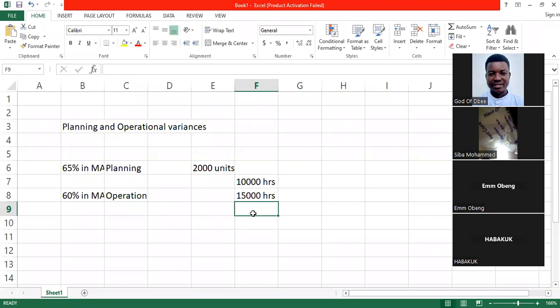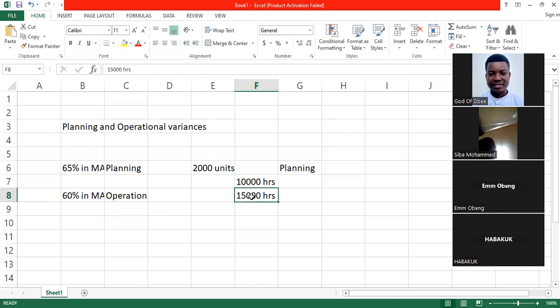So in a situation where the original plan has been revised, the difference between the original plan and the revised plan is what we call the planning variances. If you look at this, management is talking about 10,000 labor hours. Now, getting to the start where you realize that we can't use the 10,000 labor hours again, we have to use 15,000, it means that there is a difference of 5,000 in the labor hours. So the difference between the plan set at the planning stage and the one at the tactical level is what we call the planning variances.